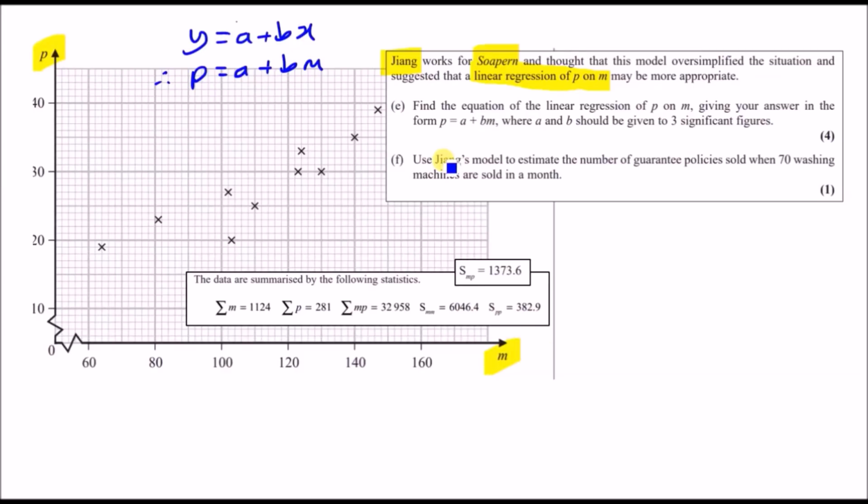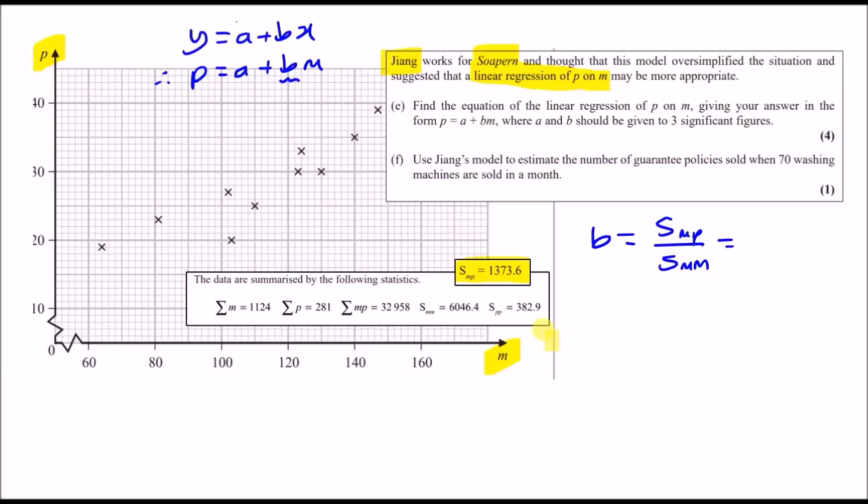Now let's look at the question. Find the equation of the linear regression of P on M, giving your answer in that form. So again, all you need to find is a and b. To calculate these parameters, we always start by finding b first. And b always equals what we're interested in, so because they want P on M, it's going to be SMP. It's always the x then y. We found that earlier from part a, over the x value, which is SMM. So remember, it's always Sxx, in this case SMM. Then put this in your calculator.